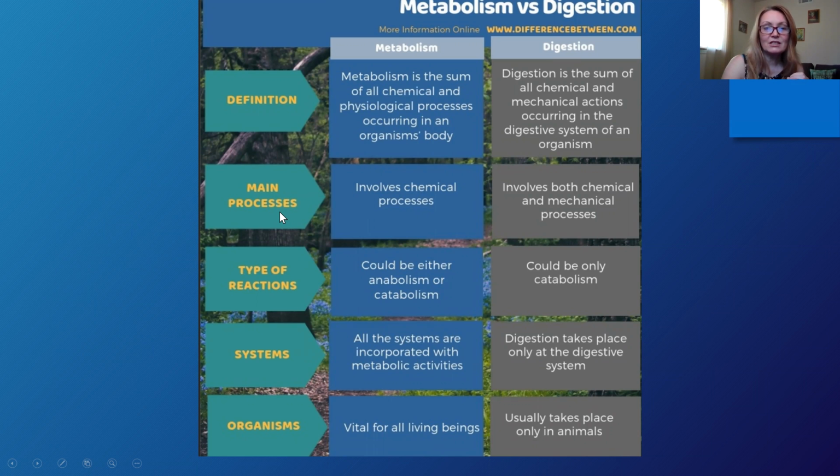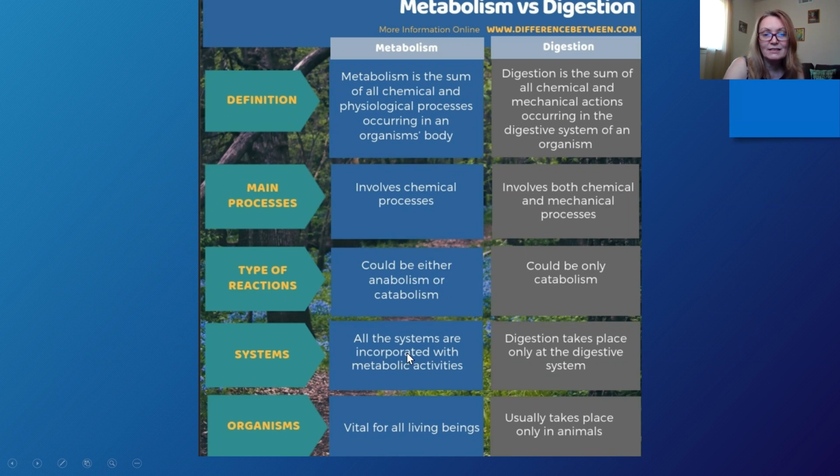The main process in metabolism involves chemical processes, and digestion involves both chemical and mechanical processes. Type of reaction: in metabolism, we already mentioned, it can be anabolism or catabolism. In digestion, it's only catabolism.